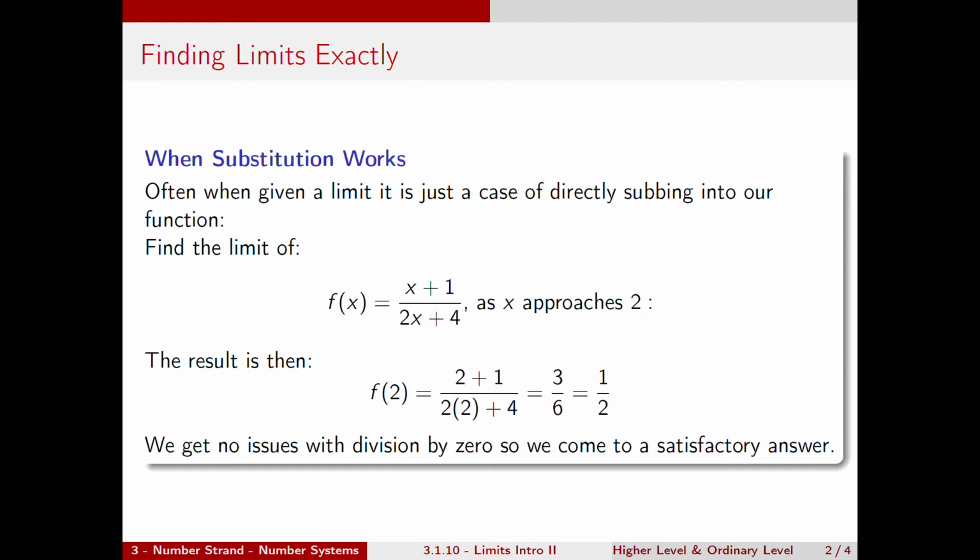We get no issues here with division by 0 or taking the square root of a negative number or anything like that, so we come to a satisfactory answer. And when doing limit questions, this would always be our first step: when asked to find the limit as x approaches a number, our first thing is to sub that number in. If it works and we don't get division by 0 or the square root of any negative numbers, we can say that that is satisfactory and gives us our final answer.